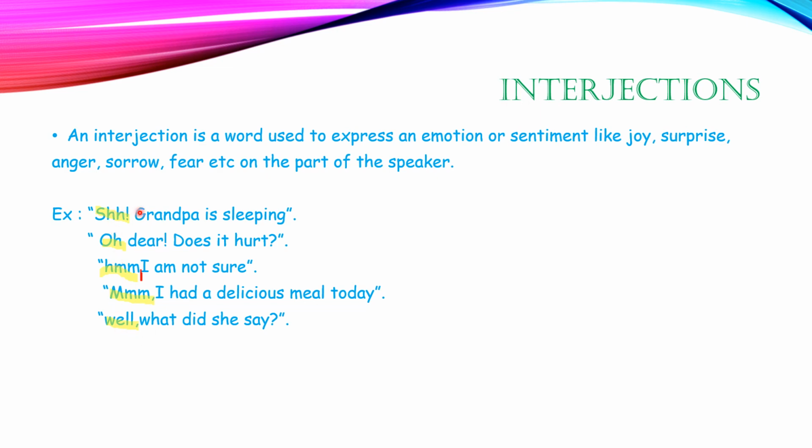For example, sh, oh, well. These represent sentiments or emotions in different situations. Oh dear, does it hurt? Here we represent some sort of sorrow. Next, I'm not sure. This represents some sort of doubt on the part of the speaker. Wow, I had a delicious meal. It represents some sort of surprise or happiness. So these are some examples for interjections.